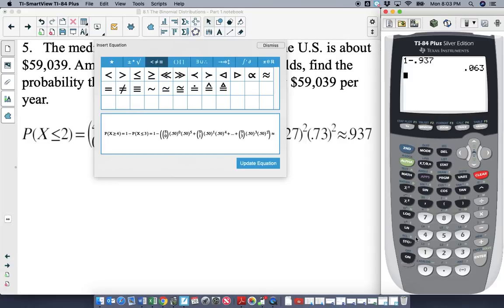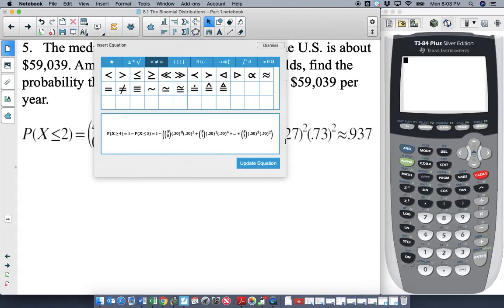okay, let's see on the calculator. So we're doing 1 minus, second vars, our binomial CDF, cumulative distribution function, with 5 trials. Probability is 0.5. X value is 3, because I'm getting rid of 0, 1, 2, 3. I want 4 or more. And enter, enter. I get 0.1875. So I guess I can make this an equals sign. Equals 0.1875.